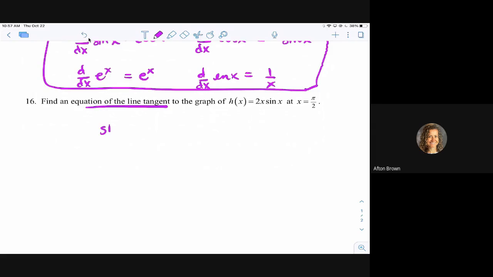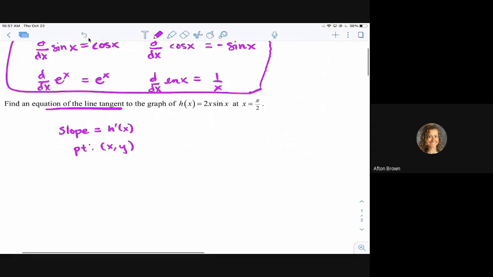How are we going to find slope? Very good. So we know we're going to have to find the derivative. What else do we need to have in order to find a tangent line? A point. Okay, so the point is going to have an x coordinate and a y coordinate. Let's go ahead and find the slope. Let's start by finding slope.